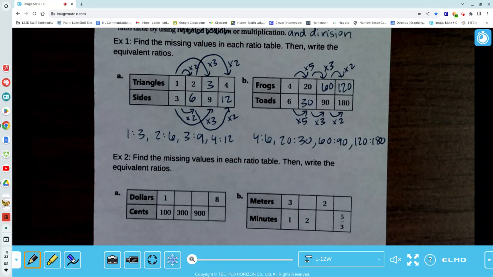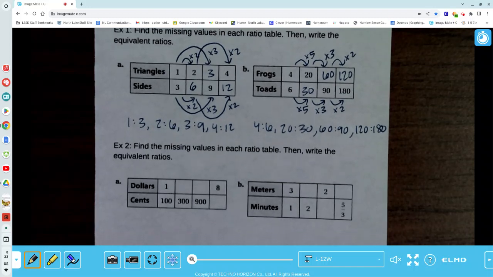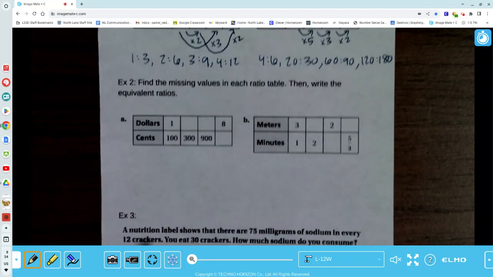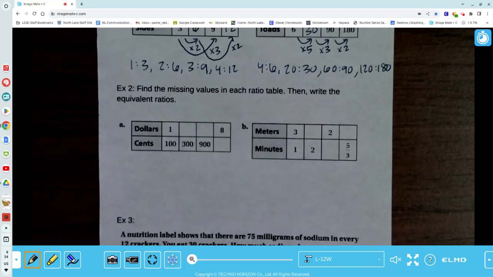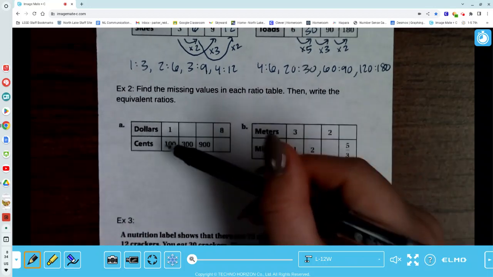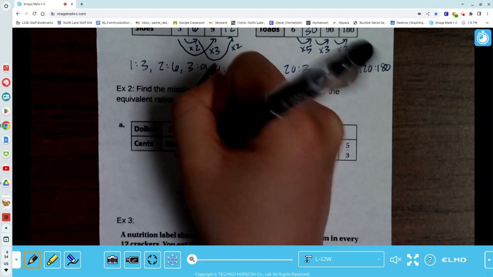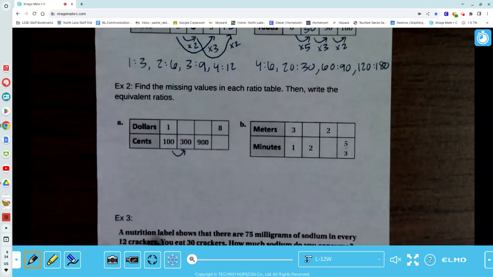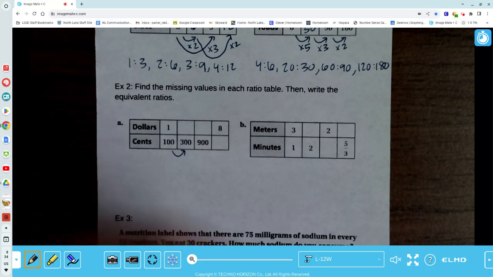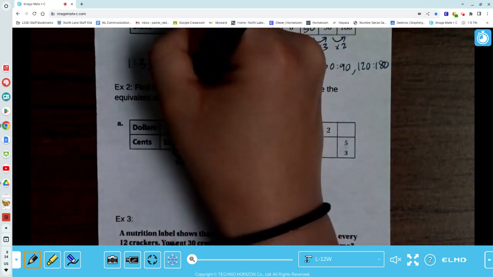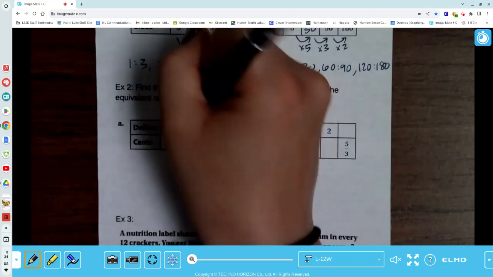Okay. We're going to move on and we're going to do a couple more examples. Similar idea though. So this table has the number of dollars compared to the number of cents, 1 to 100. So next I need to go from 100 to 300. What do I multiply by to make that happen? 1 times what makes 300? Logan? 100 times 3. So I do the same thing to the top. 1 times 3, that's 3.